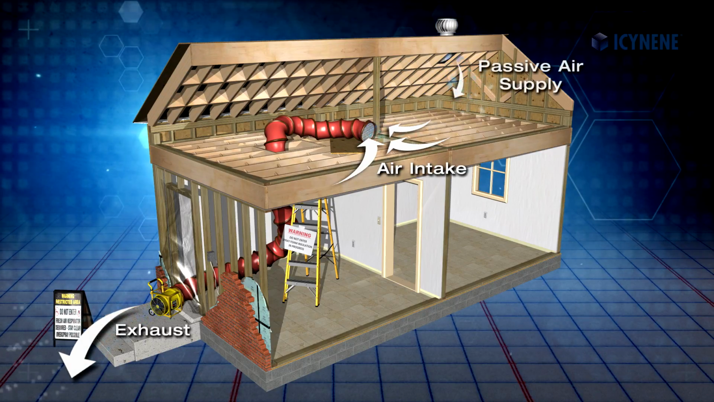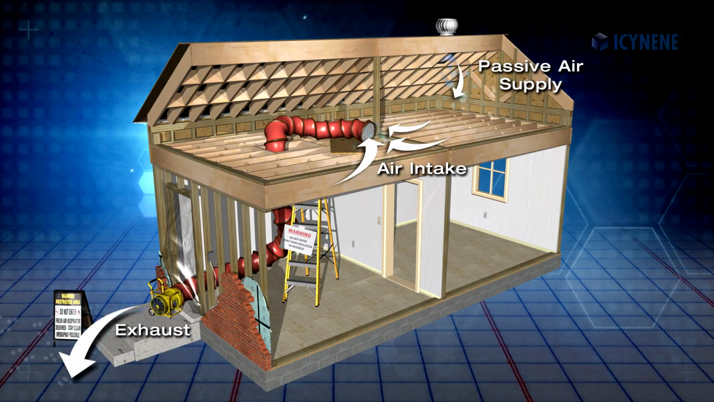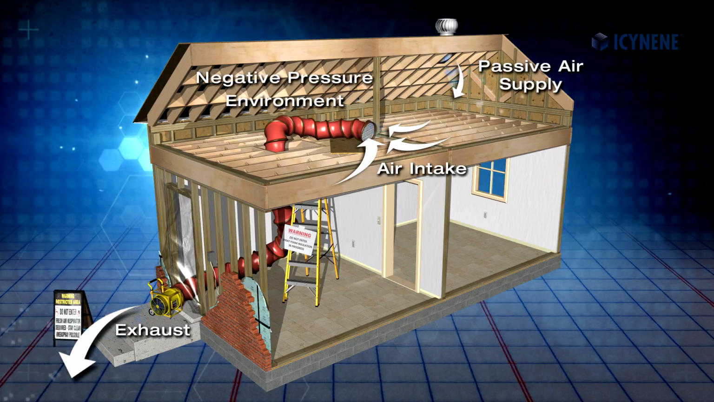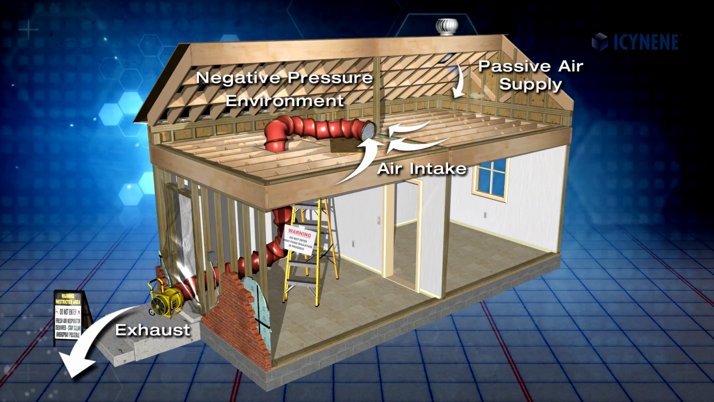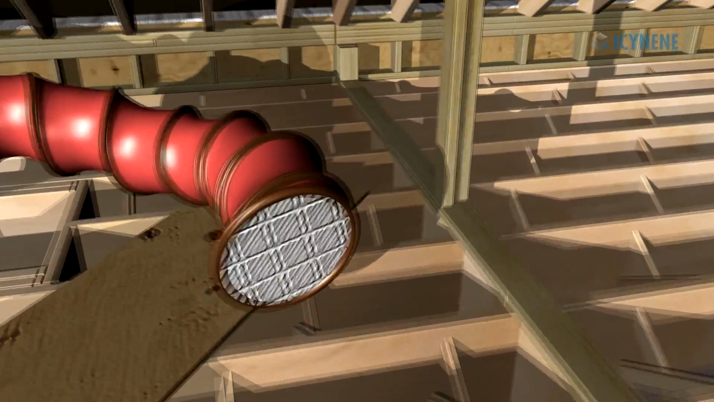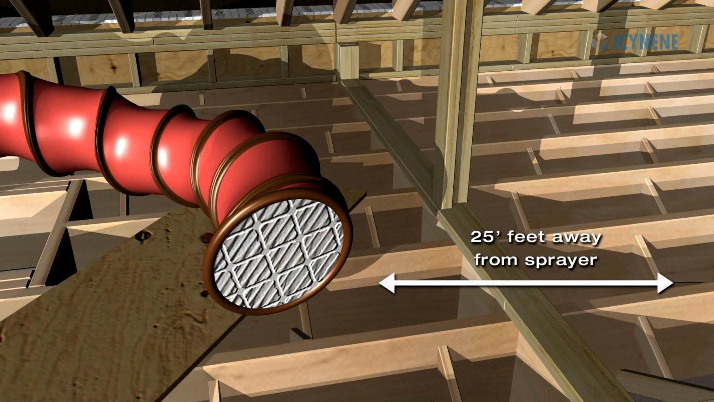There should be a passive supply of air entering the space that is less powerful than that of the exhaust fan intake, creating a negative pressure environment for the spray area. Ideally, the air intake should be approximately 25 feet away from the sprayer and have a particle screen attached at the opening for best operation.